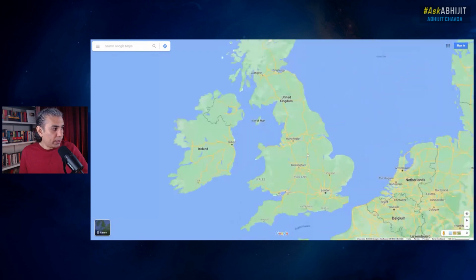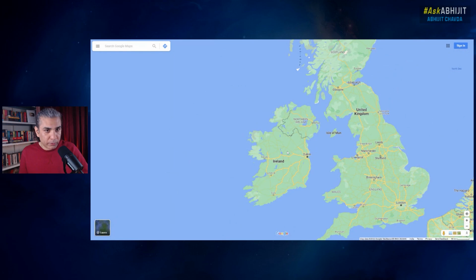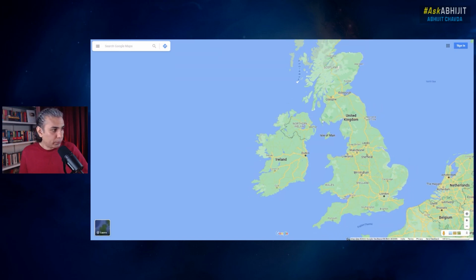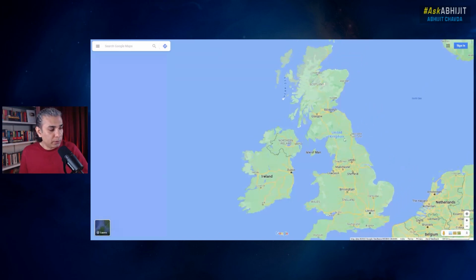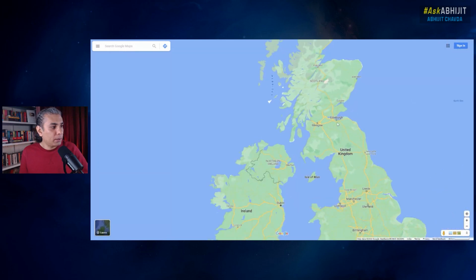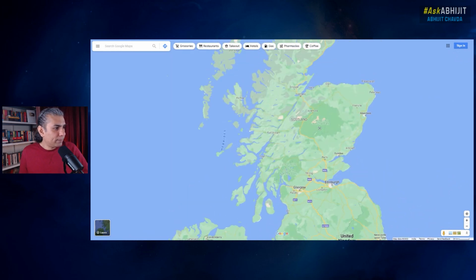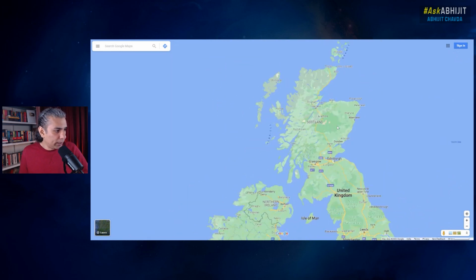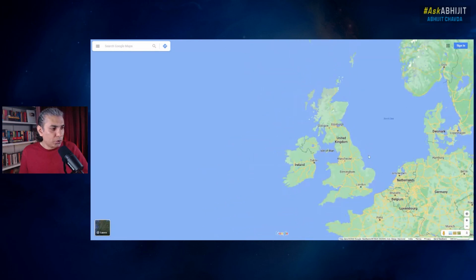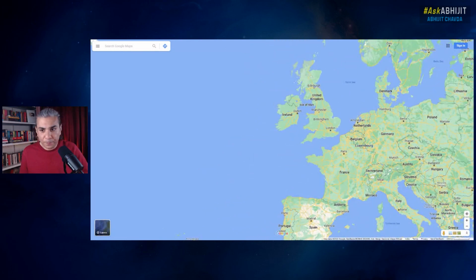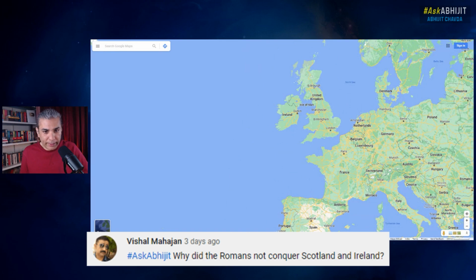So this is the UK. This island to the west of the UK is called Ireland. It is currently partitioned into two parts, Northern Ireland and Southern Ireland. The British have this policy of partitioning every country they hate. So that's what they've done. And to the north of the UK, you have Scotland, you have Edinburgh, Glasgow, Inverness, Invercargill, Aberdeen, and so on and so forth. So this is Scotland. So the question is, why did the Romans not conquer Scotland and Ireland?